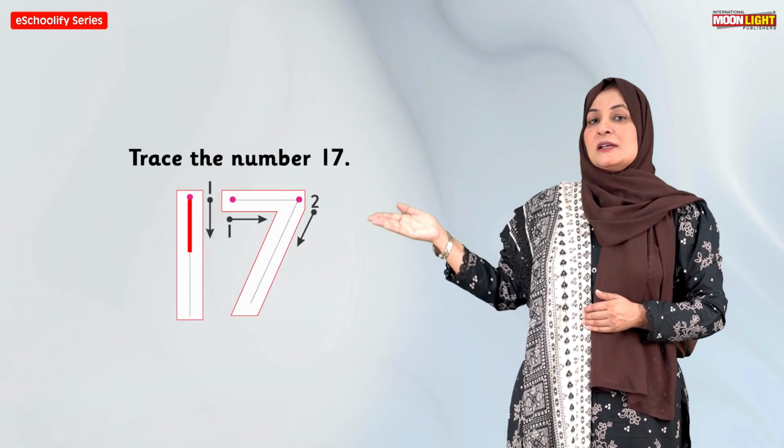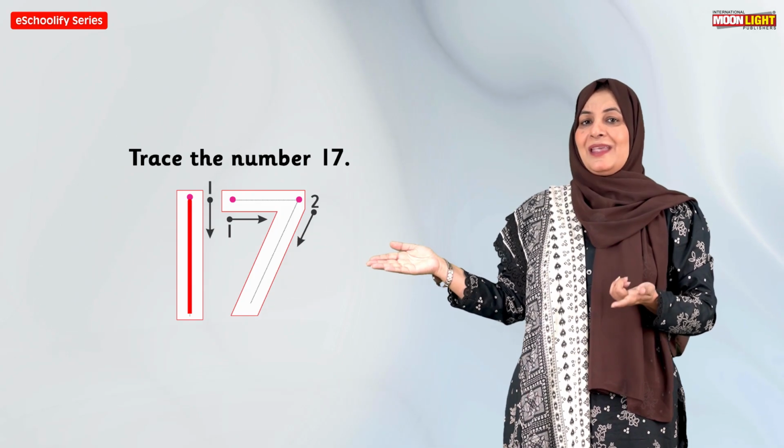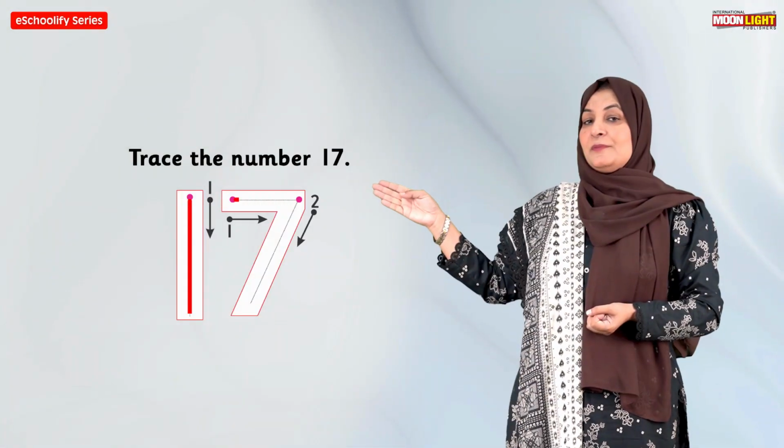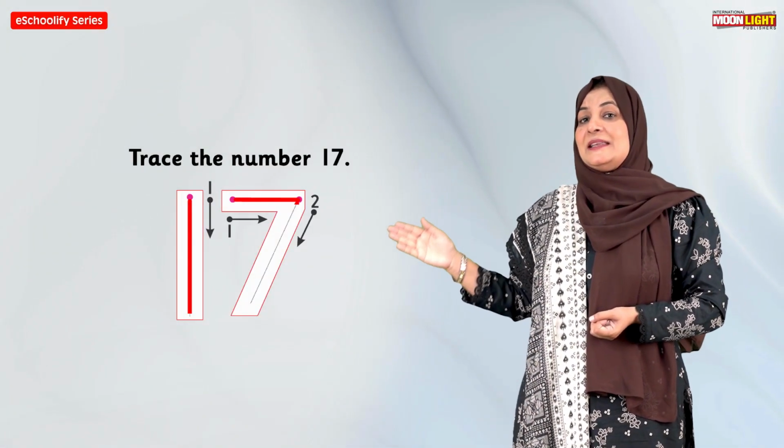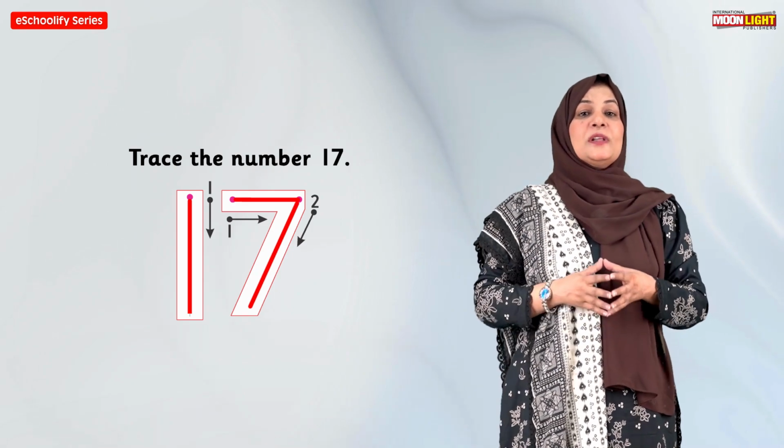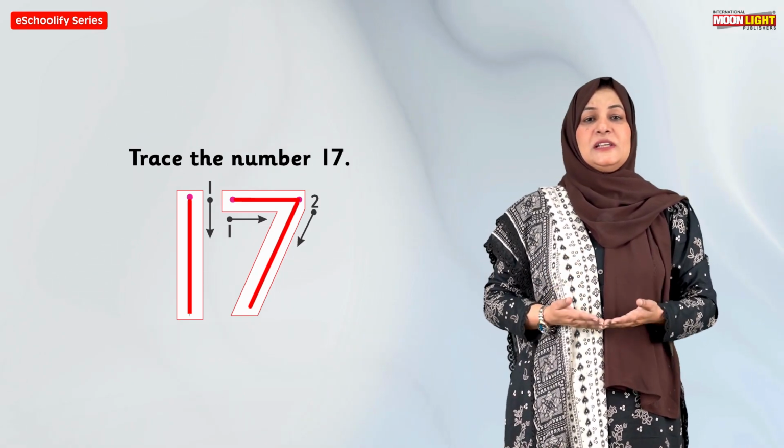Okay, let's start how to write it. Start from the dot, come straight down. It will make number 1. Start from the red line, make a sleeping line, make a slant line. It will make number 17.